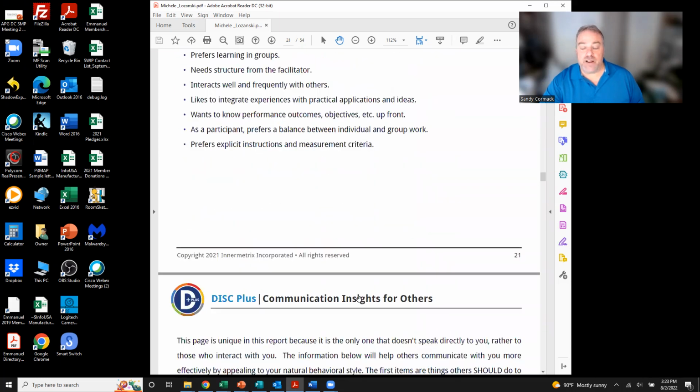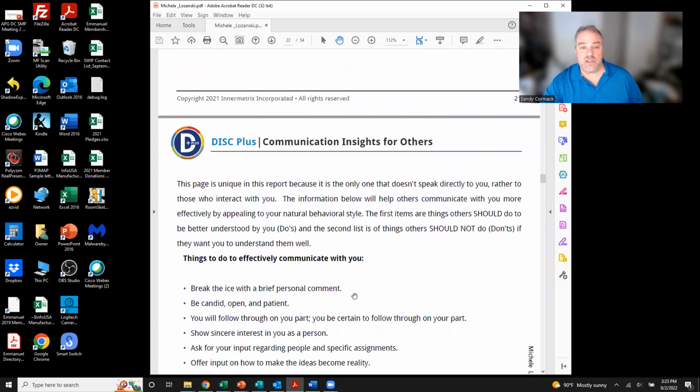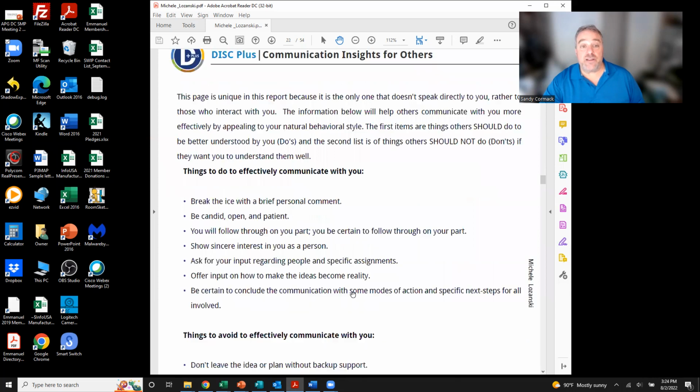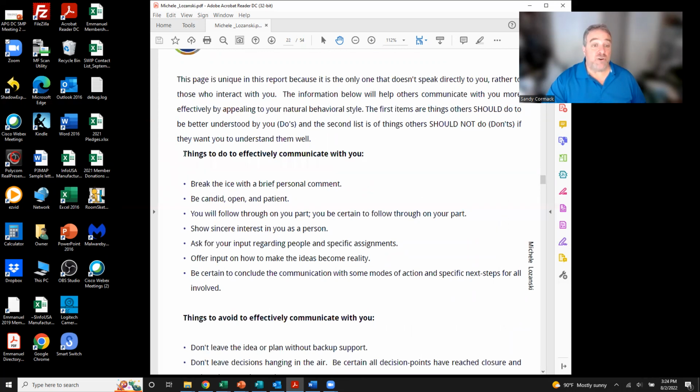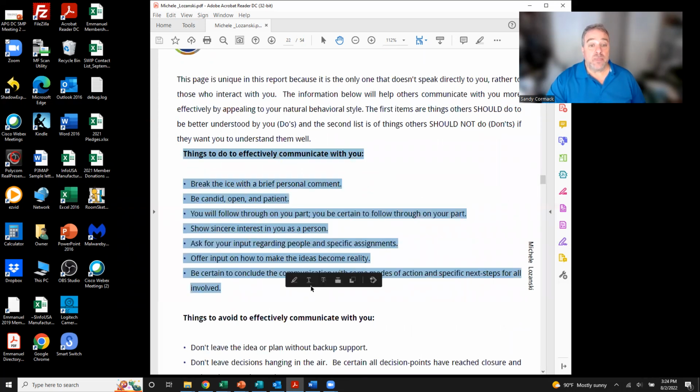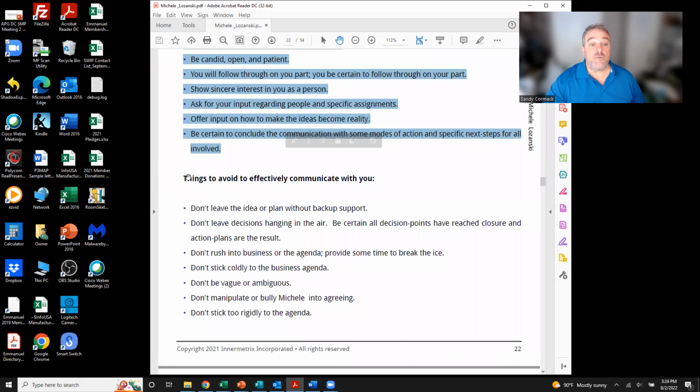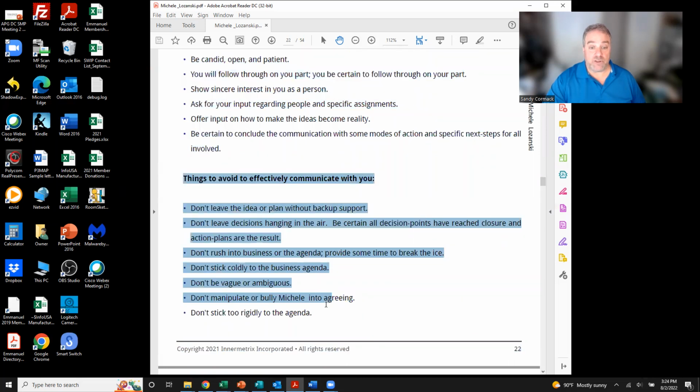Here's your preferred training and learning style on page 21. Communication insights for others. This is the only page in the report that is designed for you to give to other people. In other words, you want other people to communicate with you in a certain way in order to be effective. So here's a list of things for them to do when they communicate with you, and a list of things to avoid doing when they communicate with you.